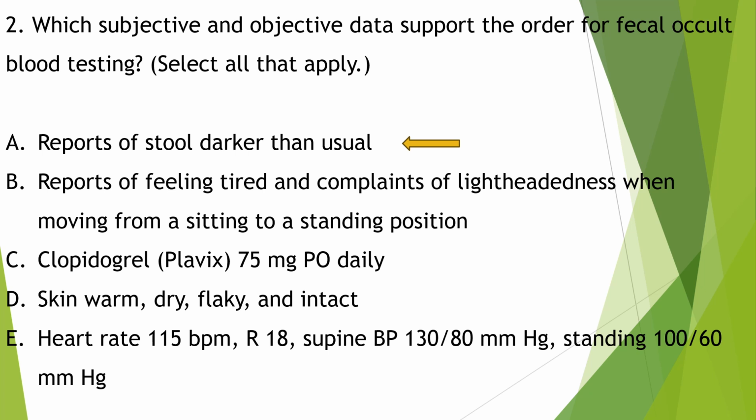First one, report of stool darker than usual. That could be an indicator of gastrointestinal bleeding. Report of feeling tired and complaints of lightheadedness when moving from a sitting to a standing position could be an indicator of volume loss. Clopidogrel 75 mg per oral daily. This drug can cause GI bleeding. And the heart rate, respiration and the change in BP could be an indicator of volume loss.